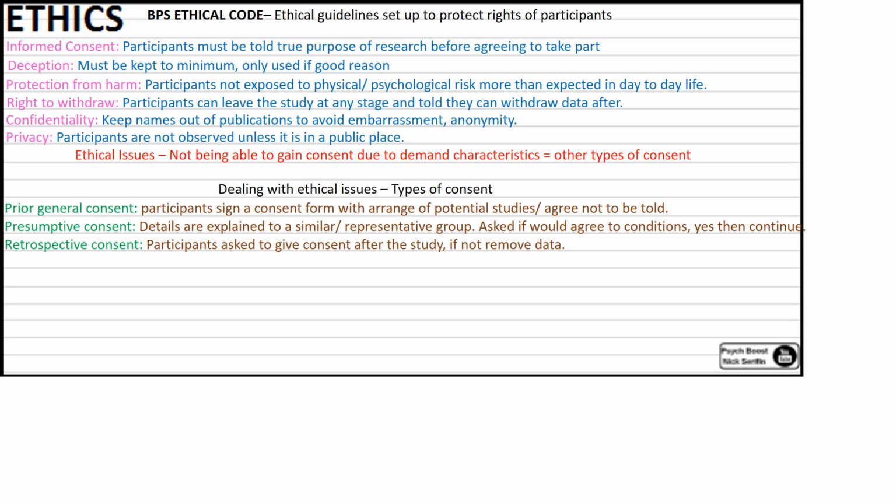Okay, another slightly sneaky way is retrospective consent. So you do the study with a person, perhaps without them realizing it, and then afterwards you say, you've just taken part in the study, is it okay if I use your data in the research? If they say no, then you remove the data. If they say yeah, then you keep it.